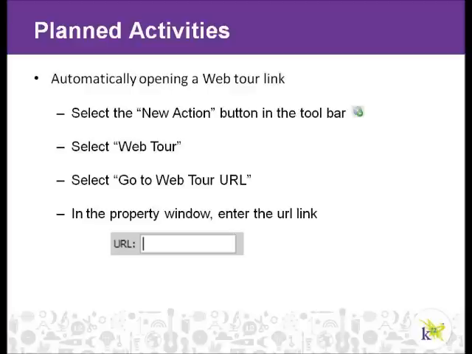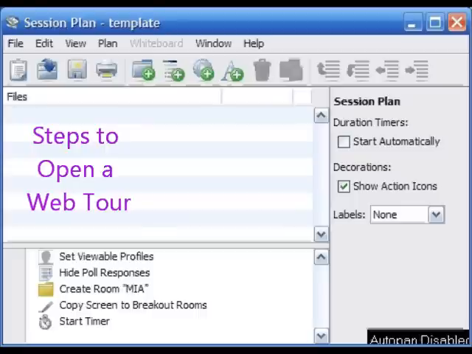Using Blackboard Collaborate Plan, you can open a web tour link with one click. Additionally, you never have to worry about lost links. To automatically open a web tour link, select the New Action button in the toolbar, select Web Tour, and select Go to Web Tour URL. In the Properties window, enter the URL link.